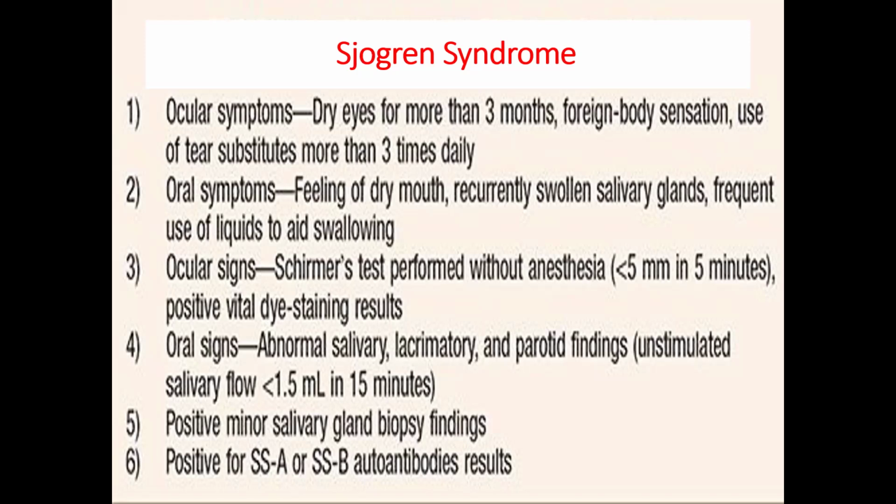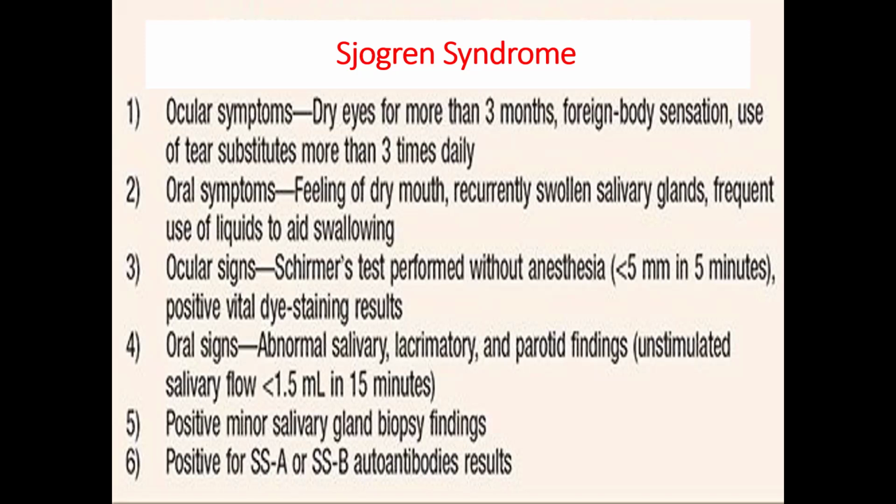Ocular signs: Schirmer test performed without anesthesia, less than 5 millimeter in 5 minutes. Positive vital dye staining results. Oral signs: abnormal salivary, lacrimatory, and parotid findings. Unstimulated salivary flow, less than 1.5 ml in 15 minutes.